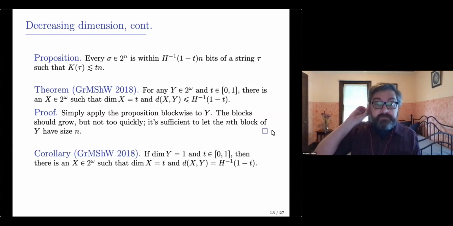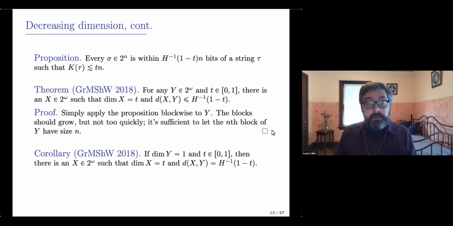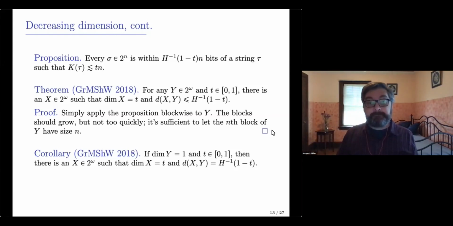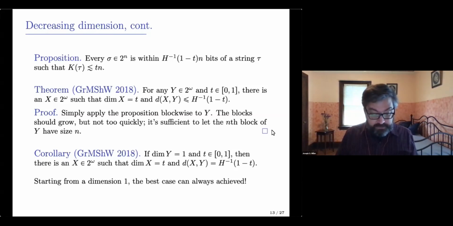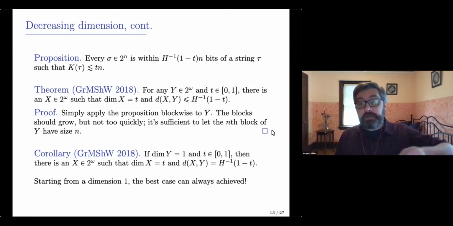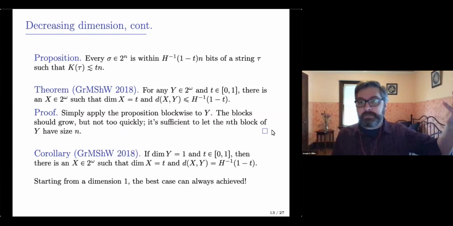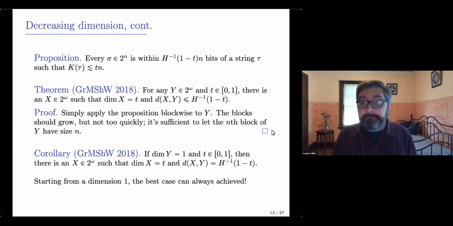Applying this to a sequence of dimension 1, where you know you can't get down to dimension t any better than H inverse of 1 minus t, well, this tells us that there's something of dimension t exactly that distance away. So in other words, starting from dimension 1, the best case bound is always achieved when we're trying to lower dimension. Obviously if you're starting from dimension 1, you want a lower dimension, you can't raise it. Okay, so hopefully that makes sense. I'll show you another picture. It looks a lot like the last picture.